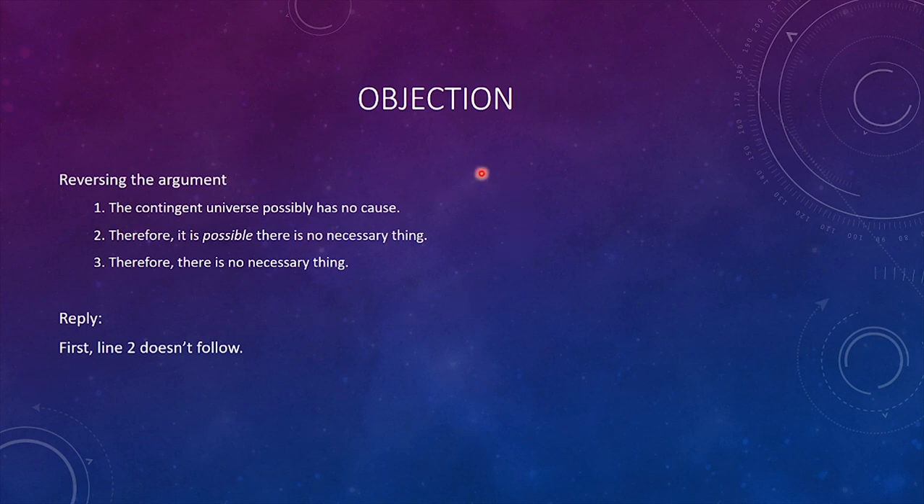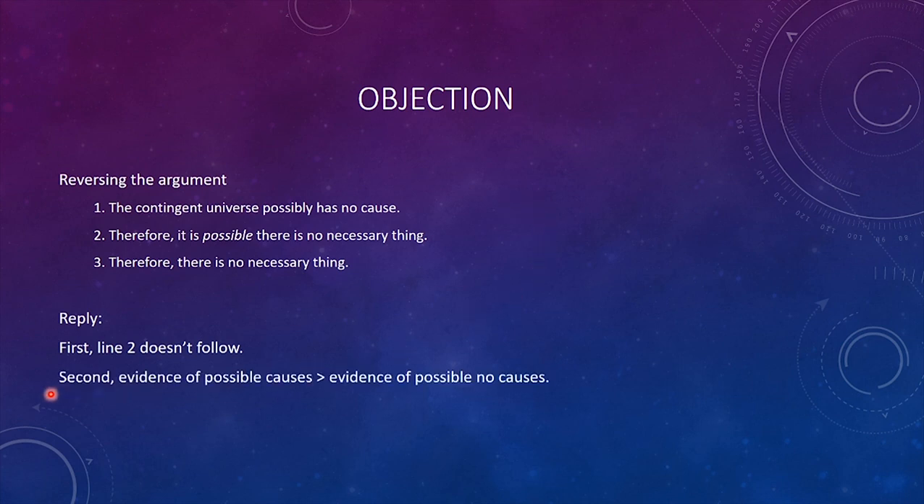And second, and I think even more fundamentally, the reverse argument is not as plausible as the original argument, because the evidence of possible causes is greater than the evidence of possible no causes. We have all sorts of evidence that contingent things at least possibly have a cause. We have the evidence from experience. And in addition, I think there's a kind of irrelevant difference argument applied to possible causes that doesn't apply to possible no causes.